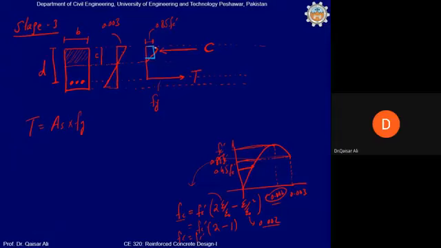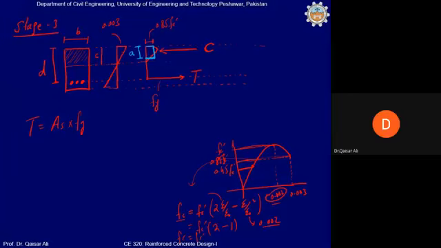This is an equivalent rectangular stress block which is proposed by Whitney. So it is also called the Whitney stress block. And you can see that the stress acting on this block is uniform. The value is 0.85 FC prime. And the depth of the compression block is denoted by A. And you can see that A is less than C.